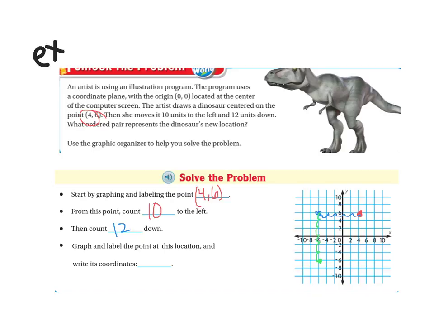So I just need to find what that dot is. So it looks like it's -6, -6. So that's where the dinosaur is now, at -6, -6. And that's how easy it is to solve that real world problem. Let's do another one.